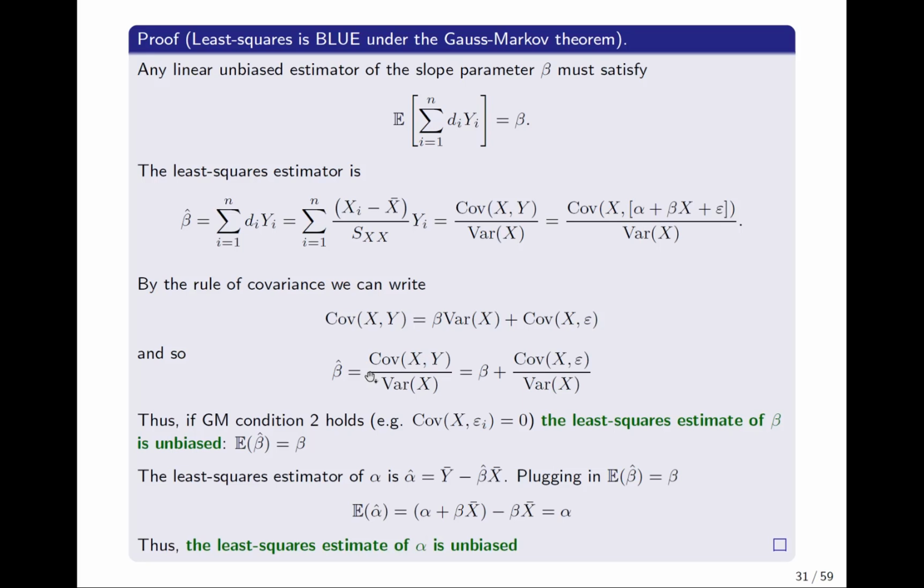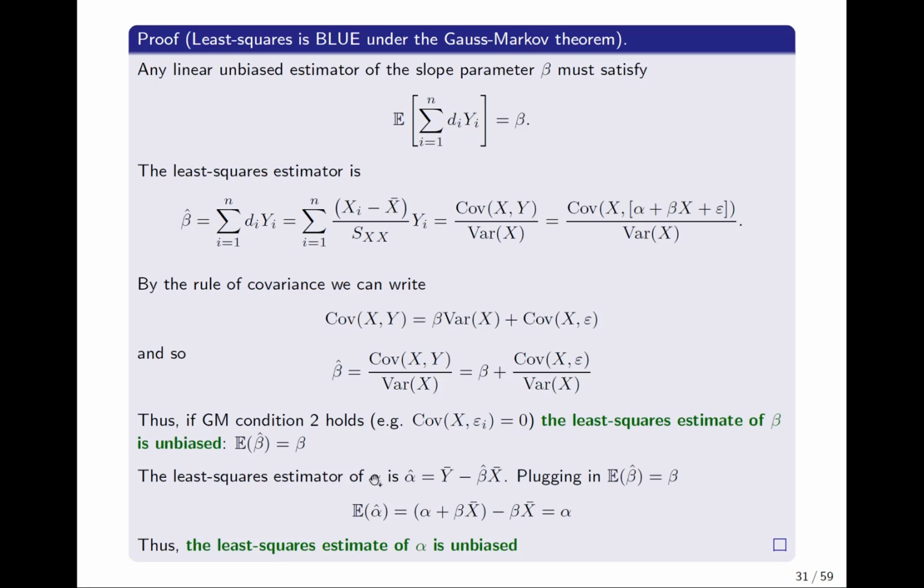Thus, if we take expectation, as long as Gauss-Markov condition 2 holds, then this expression here is going to disappear because the covariance of x and the error term is 0, and therefore the expected value of beta hat can be shown to be equal to the true value of beta under Gauss-Markov condition 2. This is a so-called identifying condition for unbiased estimation.